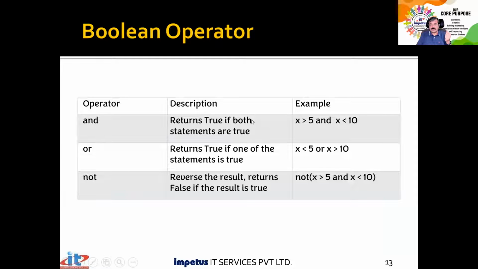So and returns true if both the statements are true, or returns true if one of the statements is true, whereas not reverses the result returned. That means if it is false, it will return true, and if it is true, it will return false.